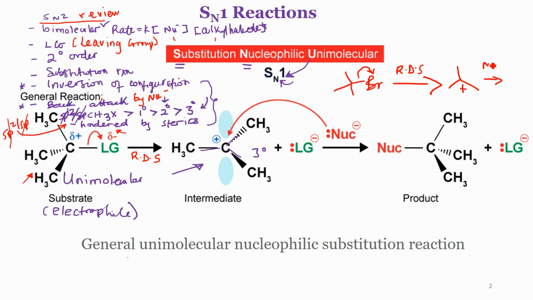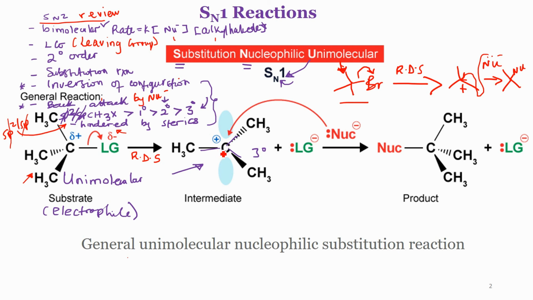So only then the nucleophile can come and attack, which means the nucleophile does not affect the rate. Okay, so only the electrophile affects the rate, not the nucleophile, and that's why it's unimolecular. One molecule determines the rate, which happens to be the substrate that makes the carbocation. So that's what's happening here. You lose the leaving group. In my example, that was Br.